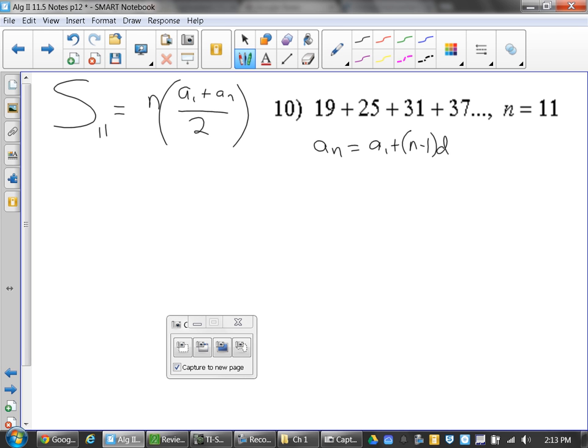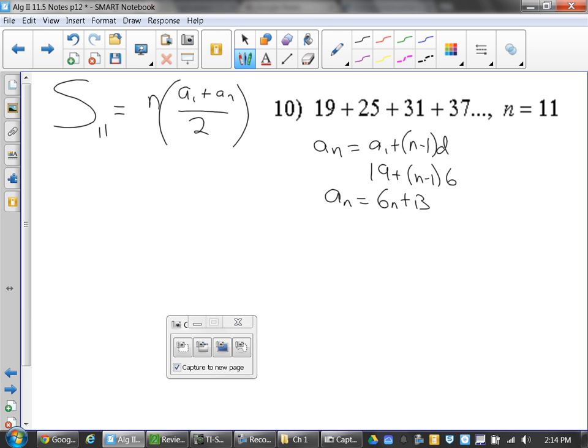What's your first term? 19. What's your difference? 6. So it's 19 plus n minus 1 times 6. It's writing out the nth rule here. When I distribute and combine like terms, we get 6n plus 13. Good. So the nth rule is 6n plus 13.